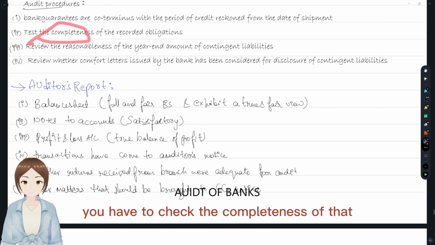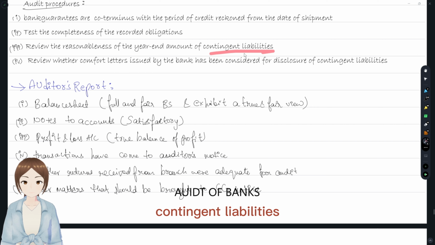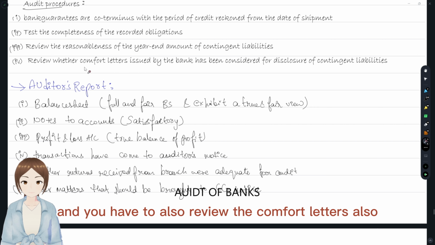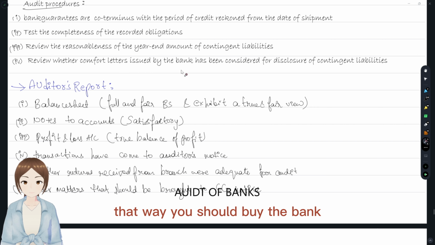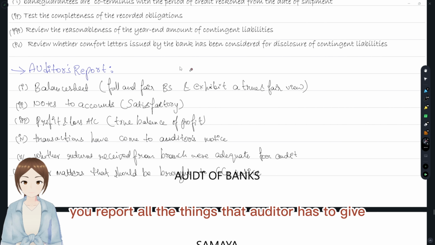And you have to check the completeness of that, and you have to check the reasonableness of the contingent liabilities. And you also have to review the comfort letters that were issued by the bank with regards to the disclosed contingent liabilities. Auditor's report. You see, what are all the things that the auditor has to give a report on?